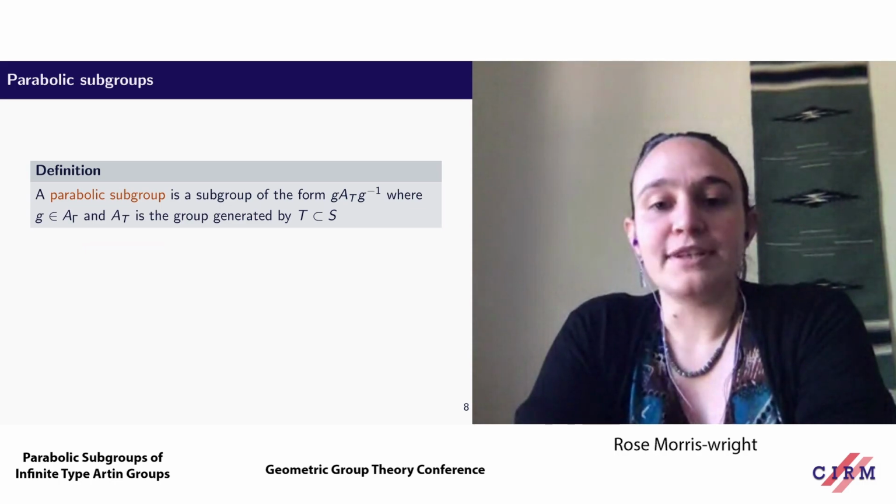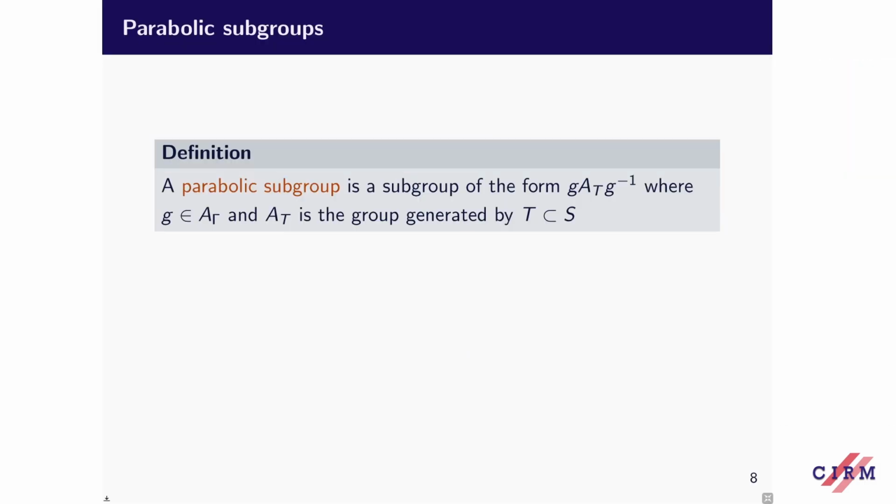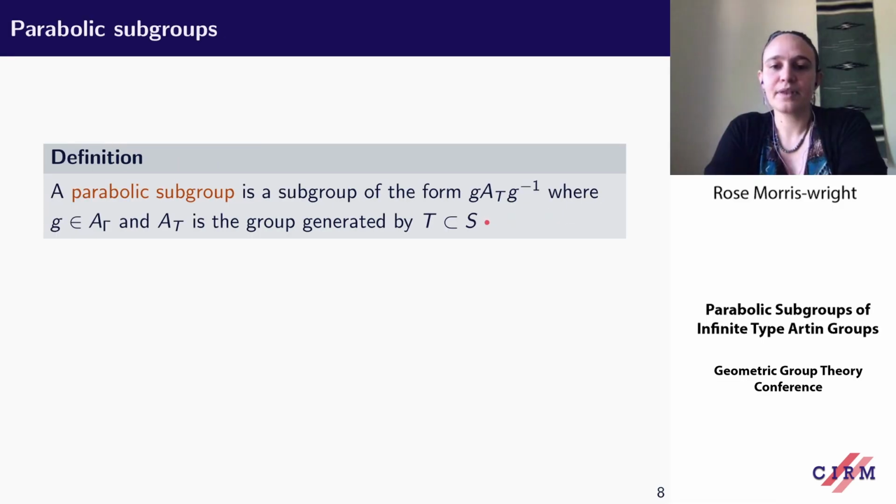So a parabolic subgroup is a special kind of subgroup, and it's always given in this form. So I take a subset of my generating set, and I look at the group generated by that subset, and then I'm allowed to conjugate that group by any element in my group. And whenever I do this, I get something called a parabolic subgroup.